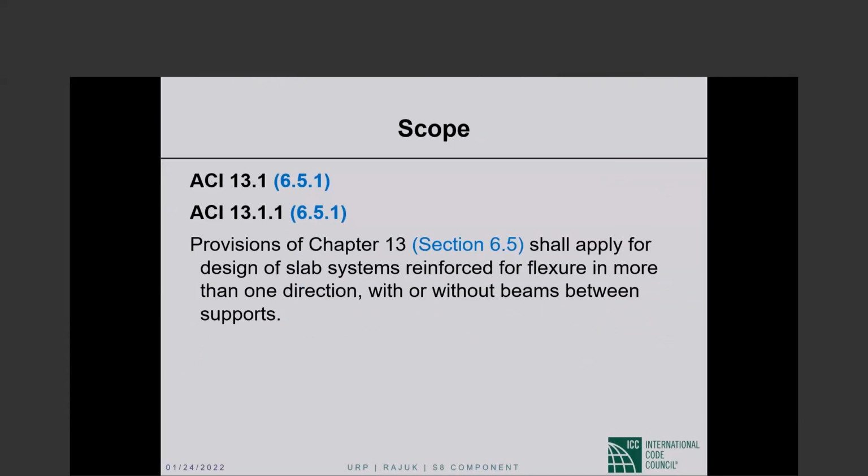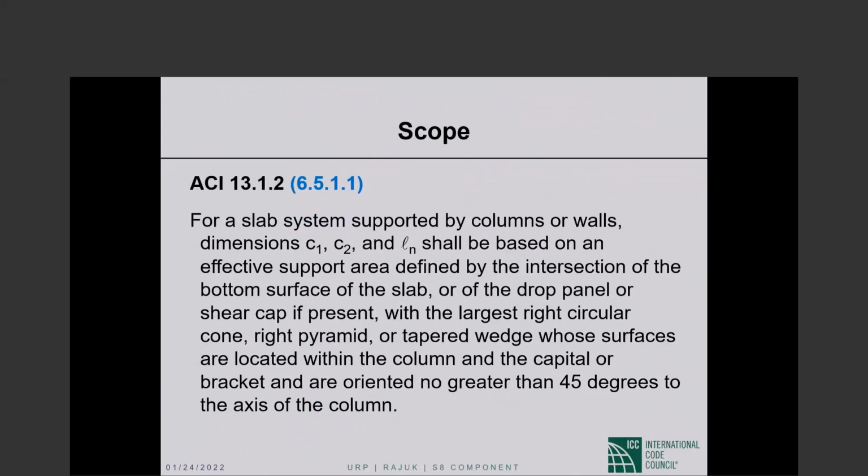Now, provisions of ACI Chapter 13 and BNBC Section 6.5 shall apply for design of slab systems reinforced for flexure in more than one direction with or without beams between supports.